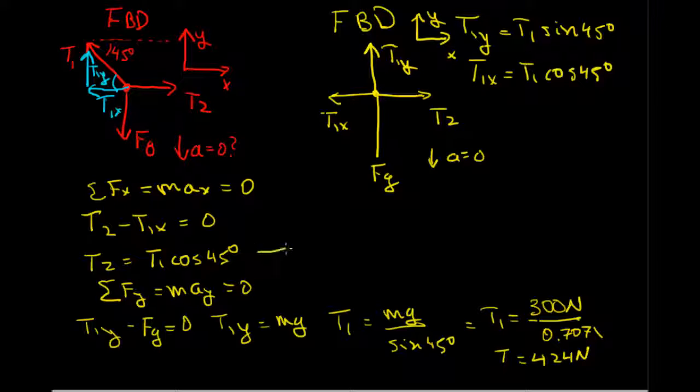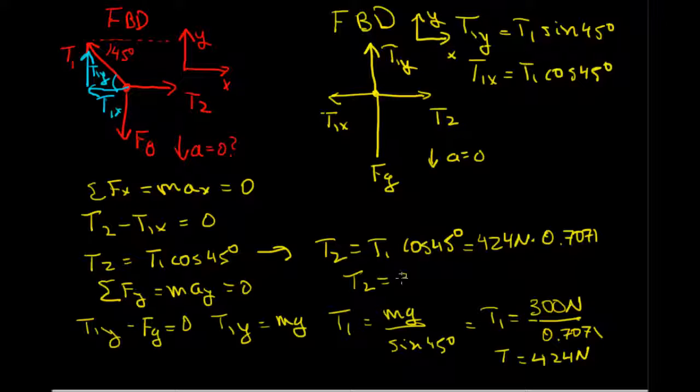Now I can grab this equation and say T2 is equal to T1 times the cosine of 45 degrees, and that's equal to 424 newtons times 0.7071, because the cosine of 45 is the same as the sine of 45. That gives me T2 is equal to 300 newtons. So these two, sorry, that should have been a 1 down there, these two are my answers, the two tensions in the problem. And we got to them largely by just using the free body diagram and then plugging in.